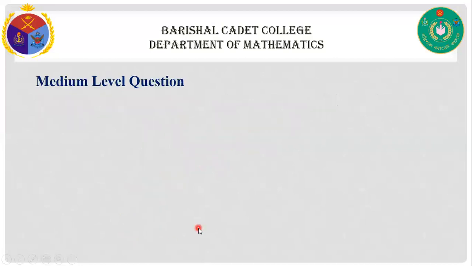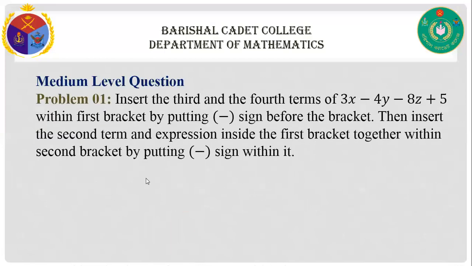Now, medium level question. The question is problem 1. Insert the third and fourth terms of 3x minus 4y minus 8z plus 5 within the first bracket by putting minus sign before the bracket, and then insert the second term and expression inside the first bracket together within second bracket by putting minus sign within it. Boys, so here from the previous two questions we have to simplify, and now we have the simplification result.